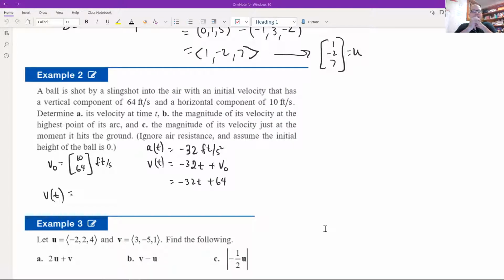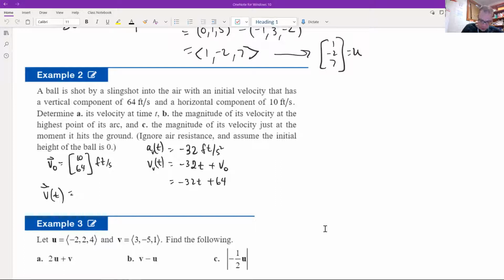That at least gives us the vertical component of velocity. You know what I should do? Maybe all this notation is a little bit confusing, but this is the acceleration in the vertical component and the velocity in the vertical component.